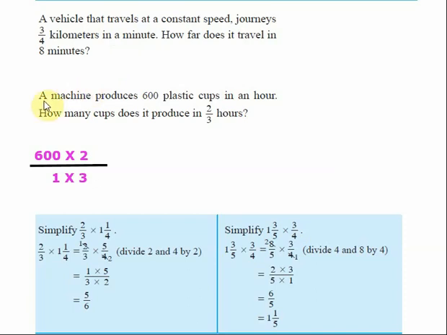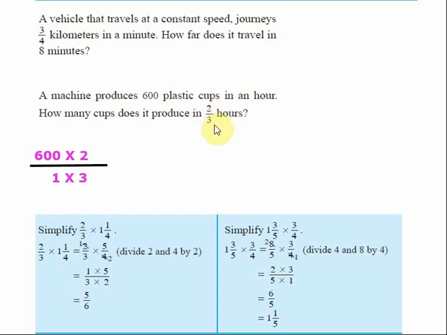And same here, a machine produces 600 plastic cups in an hour. How many cups does it produce in 2/3 hours, right? So that means they are asking for 2/3 hours. So if you know the value for 1 hour, you can find this. So read it again and see. A machine produces 600 plastic cups in an hour, in 1 hour. Right, then okay, the 1 hour is known, then easily you can find 2/3.